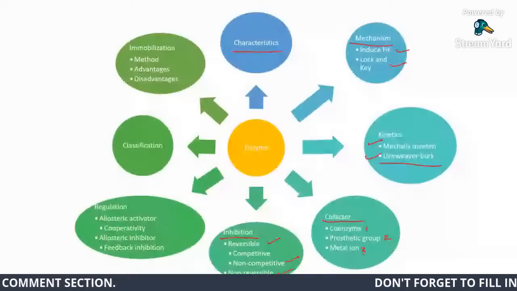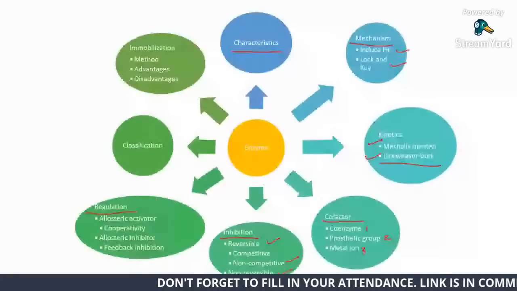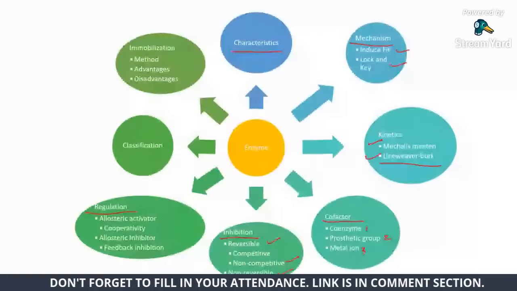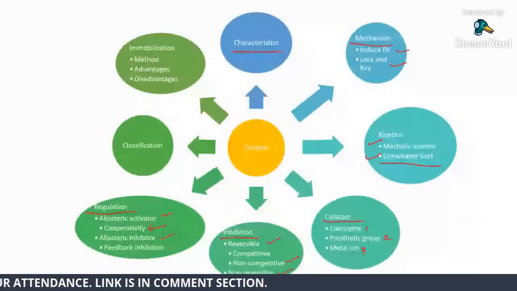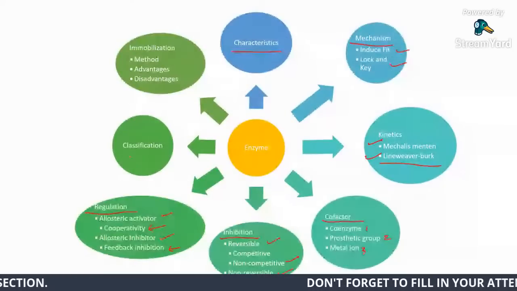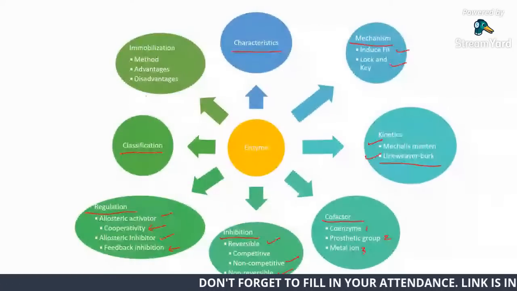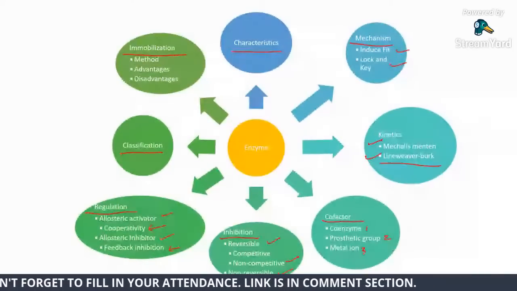Right? And you learn about regulation of enzyme activity. So we have allosteric activator, an example is cooperativity. And we also have allosteric inhibitor, an example is feedback inhibition. We learn about classification, I'll show you in the next slide. And then we also have enzyme immobilization.